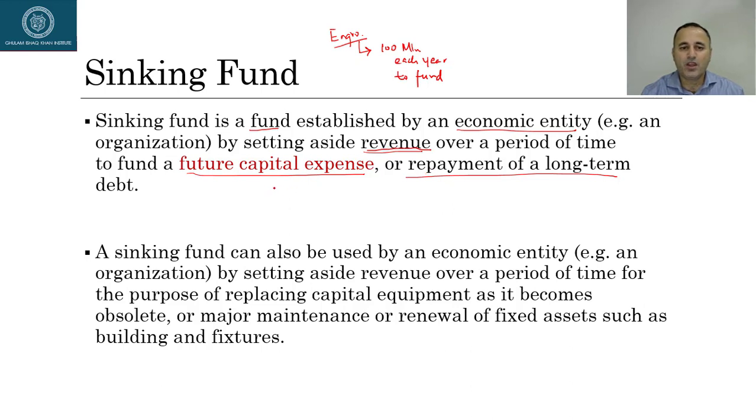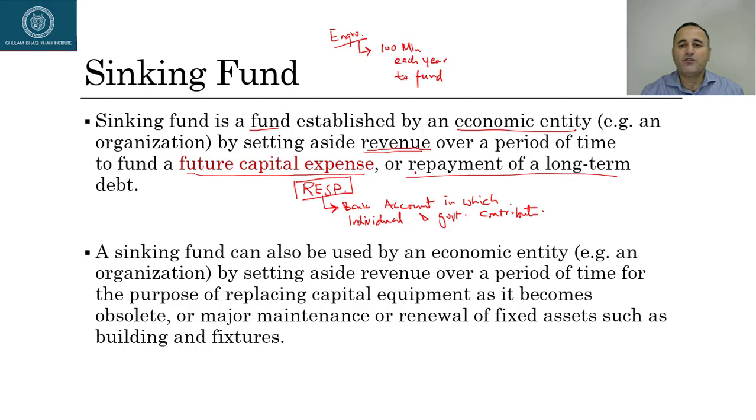Okay, I personally contribute to what they call an RESP for my kids. It's an education savings plan. This particular account is a bank account in which individuals like myself and the government contribute. And this fund is only meant for the education of my kids. So if my kids are of university-going age, they can utilize this fund, okay? So if you set aside a portion of revenues and create a fund for a specific purpose, that particular fund is called a sinking fund.